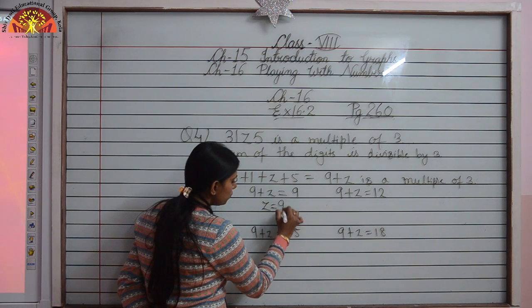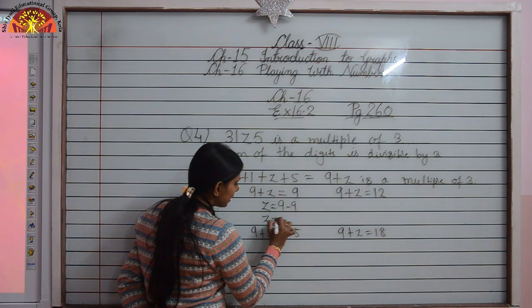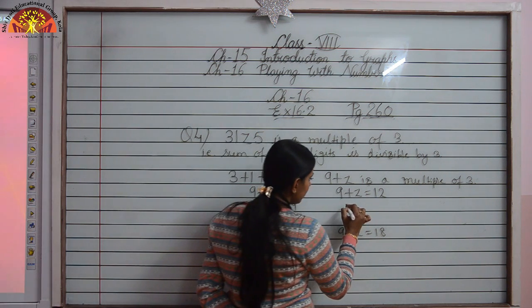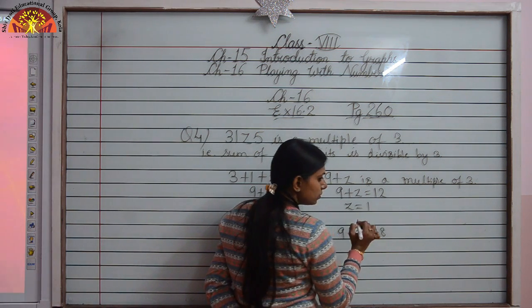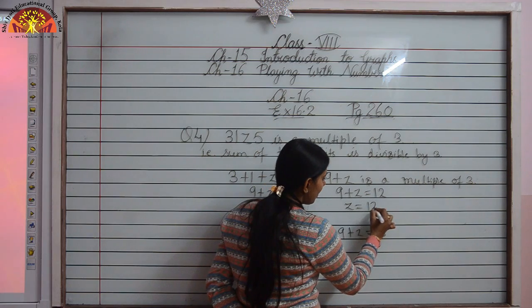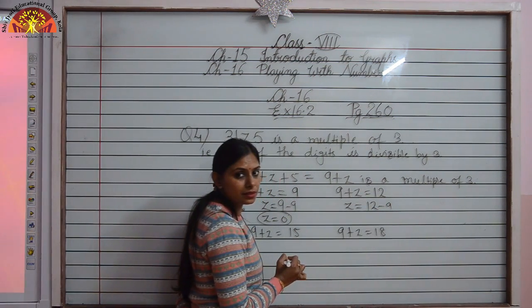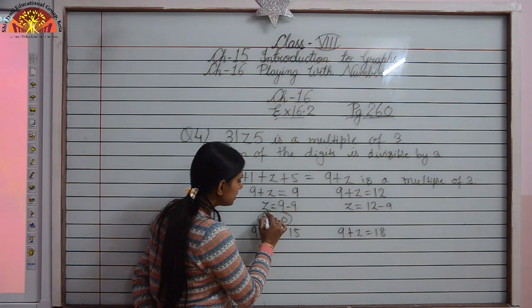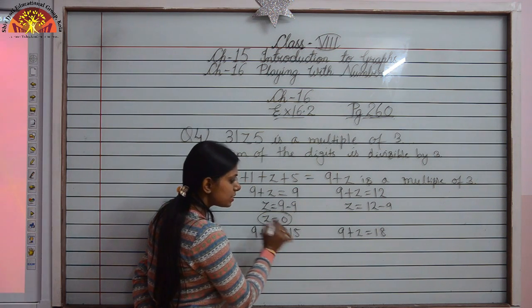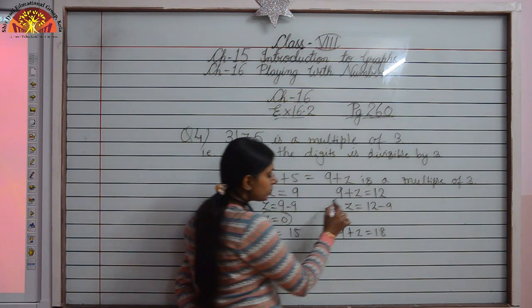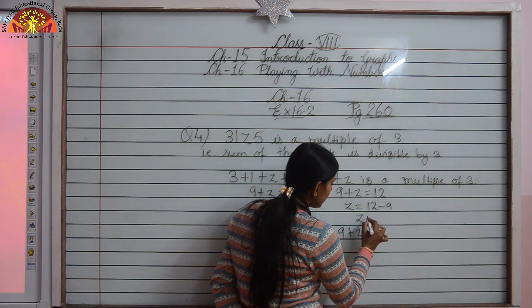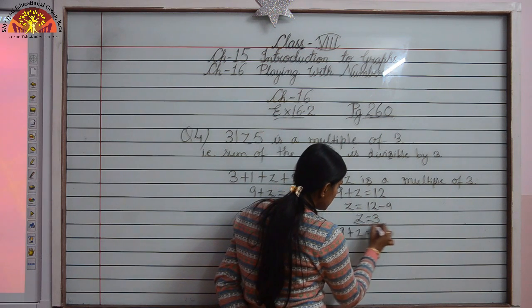Z is equal to 9 minus 9, that means z is equal to 0. Now children just see, that means 9 plus z is equal to 9, so z is equal to 9 minus 9, so z is equal to 0. Now 9 plus z is equal to 12, so z is equal to 12 minus 9, so the next number can be z is equal to 3 also.